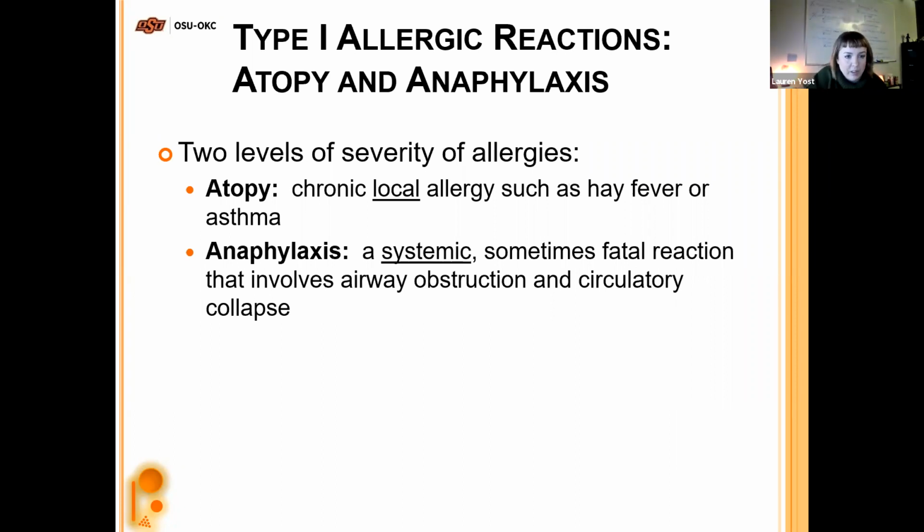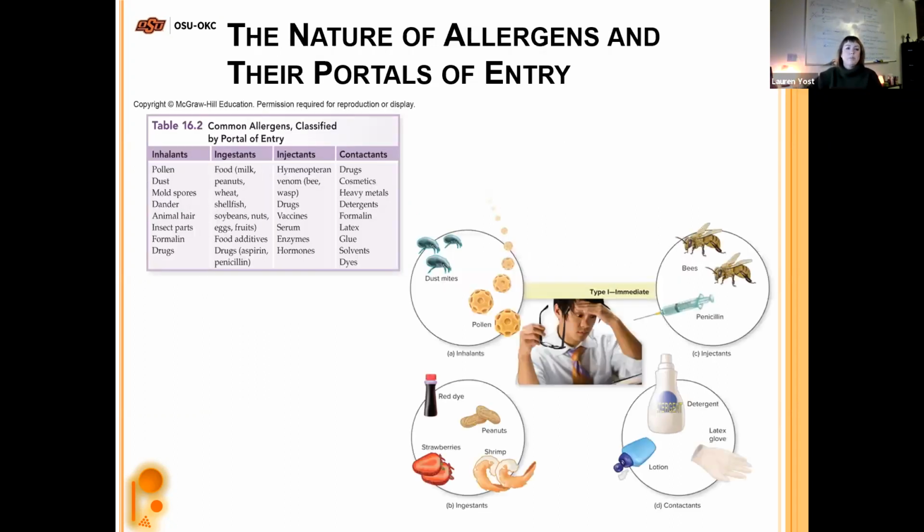So we have 2 levels of severity of allergies. We have atopy, which is local, and anaphylaxis, which is systemic. An example of a local allergy, hay fever, being allergic to cat dander or whatever, dogs, all of that. And then anaphylaxis is systemic, and I mean systemic. So that can be fatal. It can obstruct your airway and cause circulatory system collapse.